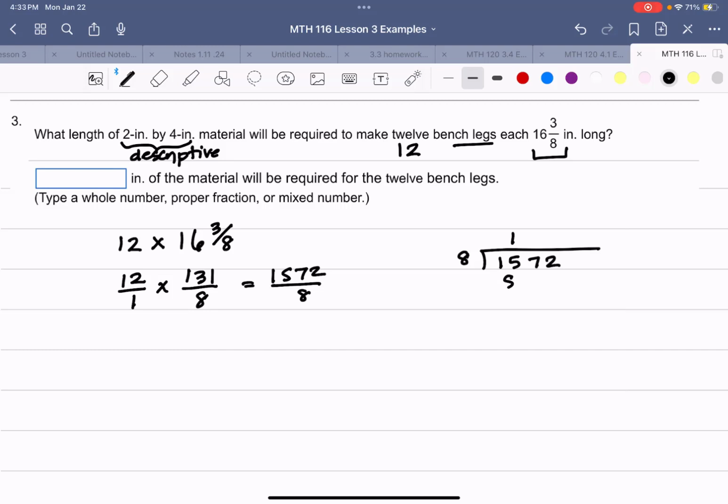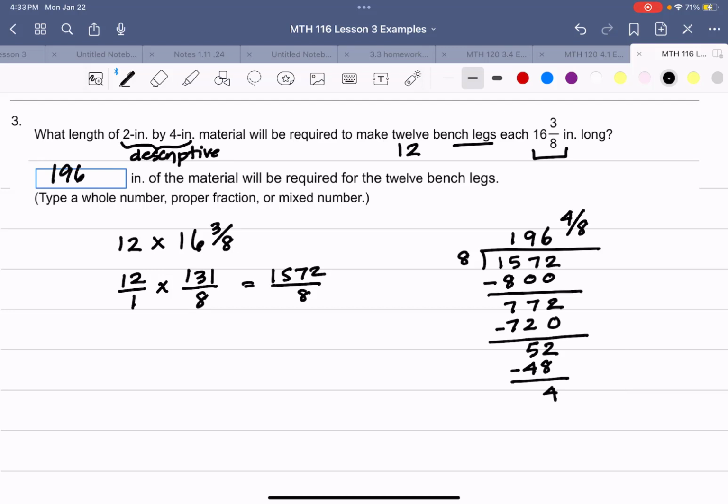8 goes into 15 one time, so that's an 8, and it's basically an 800, so I'm subtracting, 772. 8 goes into 77 9 times. 8 times 9 is 72, so basically 720. Subtract, I get 52. 8 goes into 52 6 times. 6 times 8 is 48. Subtract, I get 4. 8 won't go into 4, so I make a fraction, 4/8. So it comes out to 196 1/2 inches of the material.